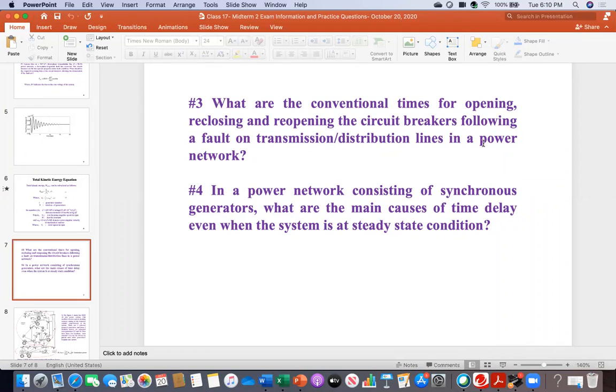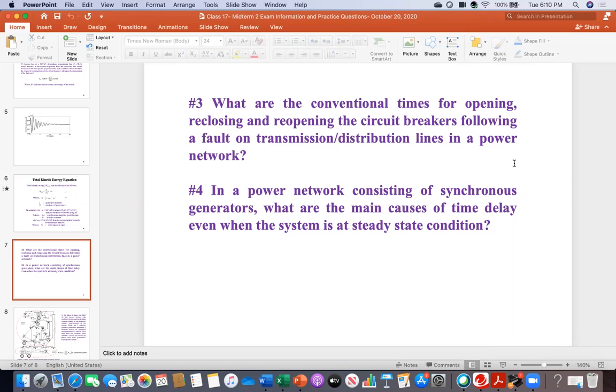When will you open the breaker after a fault happens, and when would you reclose? And if the fault is permanent, then you need to reopen the breaker. So what are those times? When do you open the breaker? For example, a fault happened right now. From this moment, how much later do you have to open the breaker? What is that time? Within seconds.